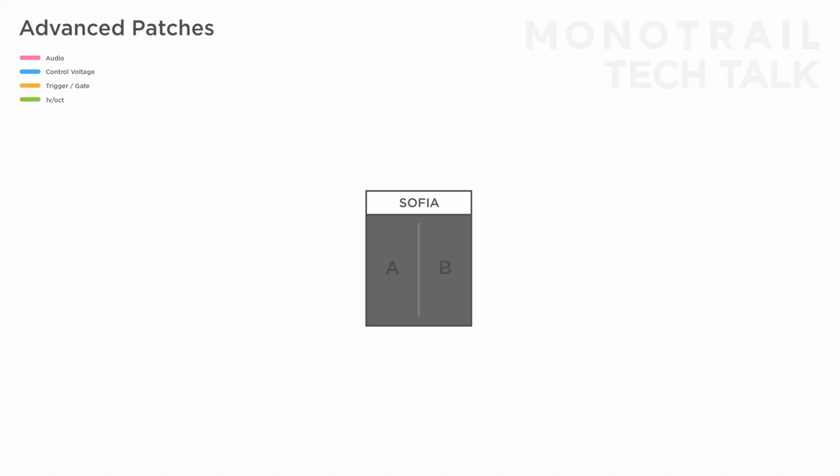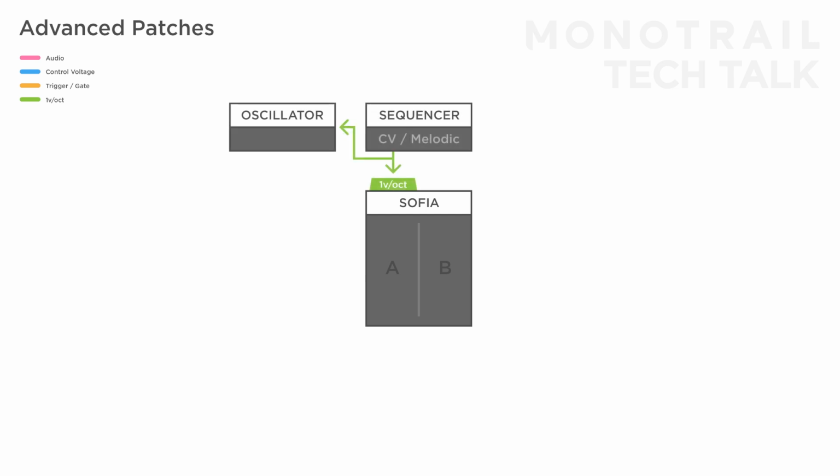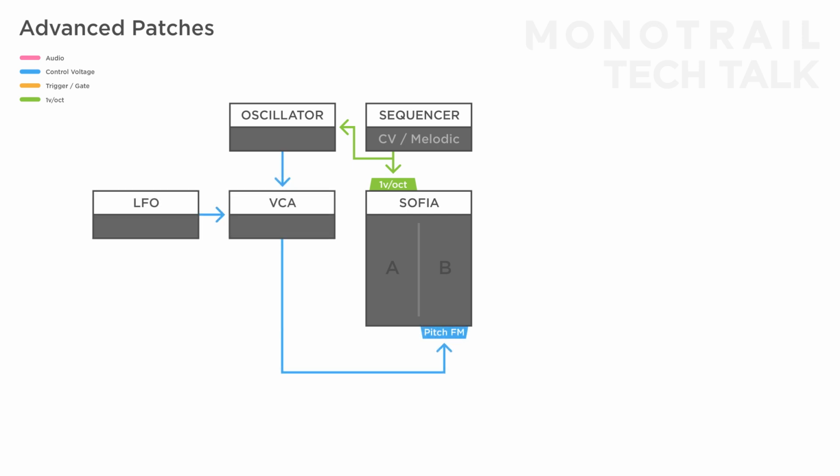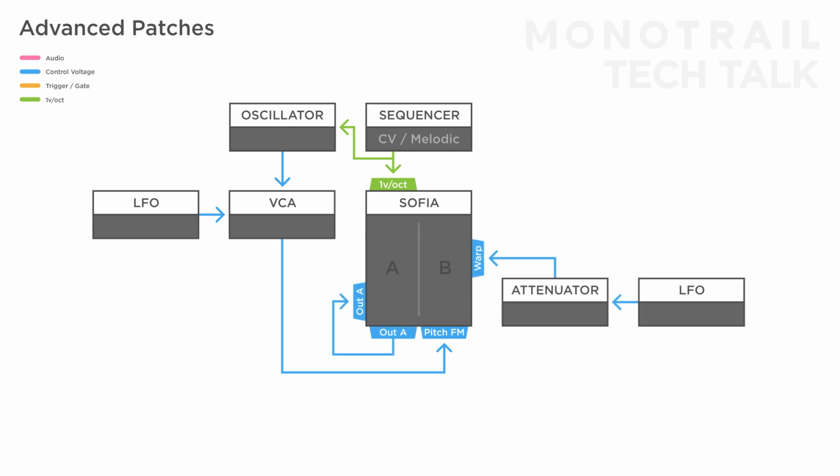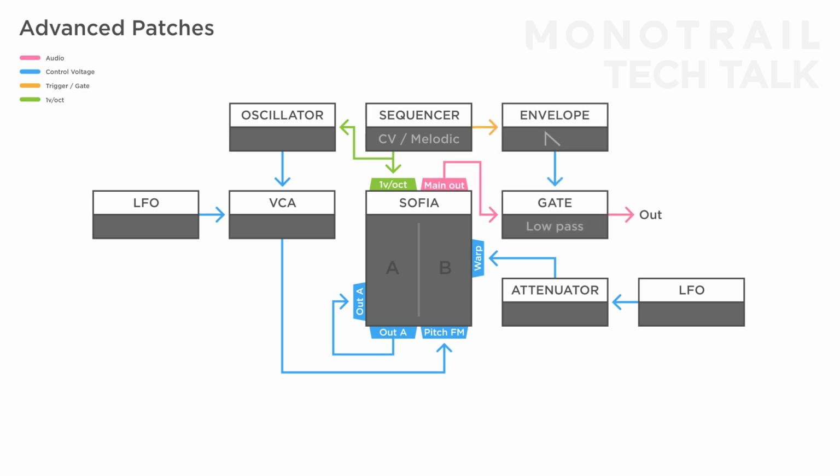It's worth it to explore the FM inputs as well. In this setup, a sequencer is tuning both Sofia as well as a second simple sine wave oscillator. That signal is sent through a VCA and on to modulate the pitch FM. A slow LFO is modulating the FM amount, dragging the sequence in and out of tune. Element A is self-modulating its ratio, and warp B is modulated with an attenuated LFO. The main output is sent through a gate, modulated with a simple envelope. Finally, a copy of the output signal is sent through a wet stereo delay, which I'll mix in halfway in the demo.